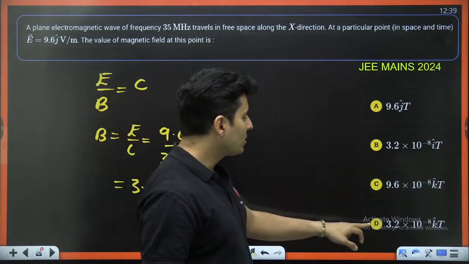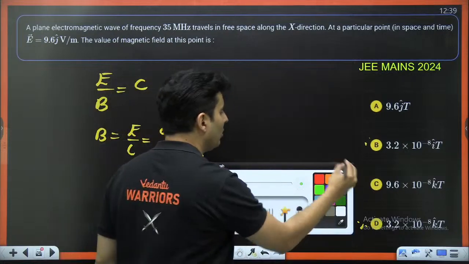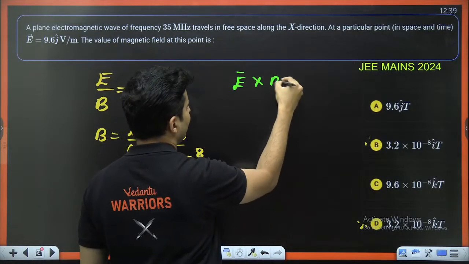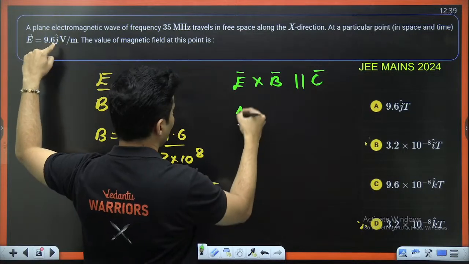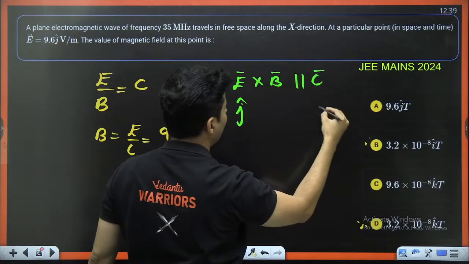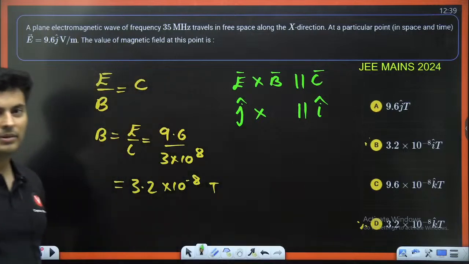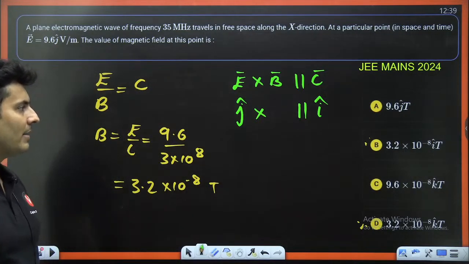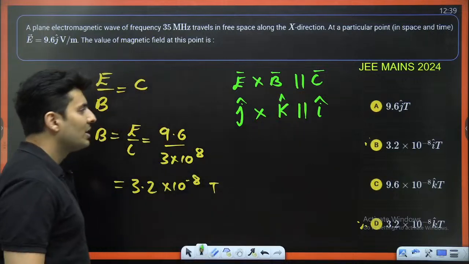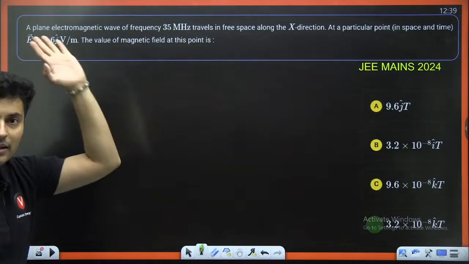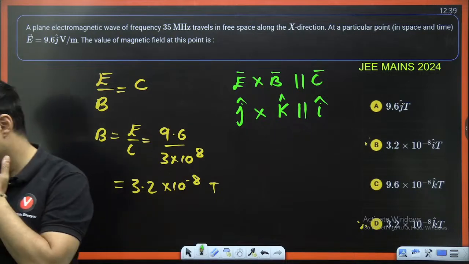Now you can see B also and D also both have the same magnitudes, but the directions are different. So here you take into account this formula. Electric field cross magnetic field is parallel to the speed of light. Electric field is in J cap. Speed of light is in X direction, that means I cap. So J cross what will be parallel to I cap? I, J, K. J cross K will be I. So it will be basically K cap. So hence K cap will be there in the answer, which is option number D. Is that clear? This is how you had to solve this particular question.